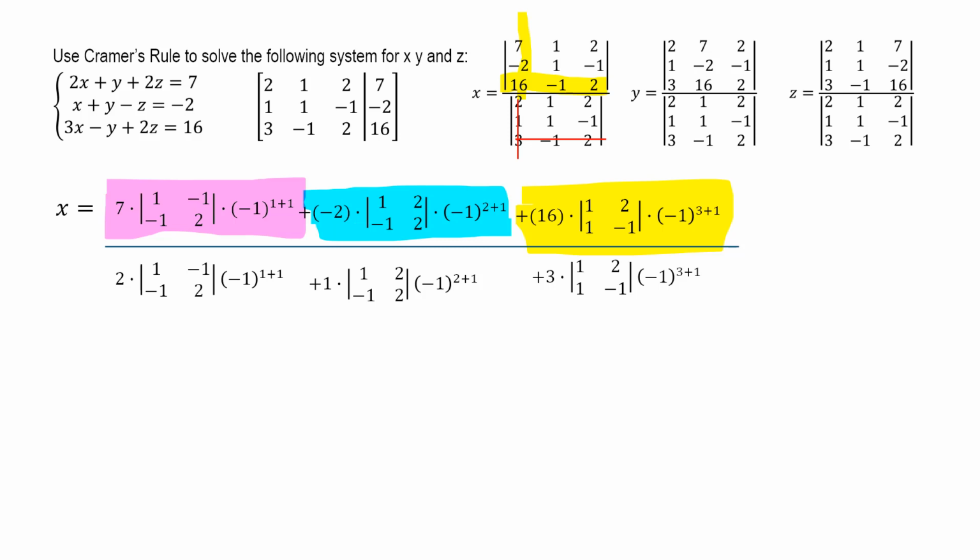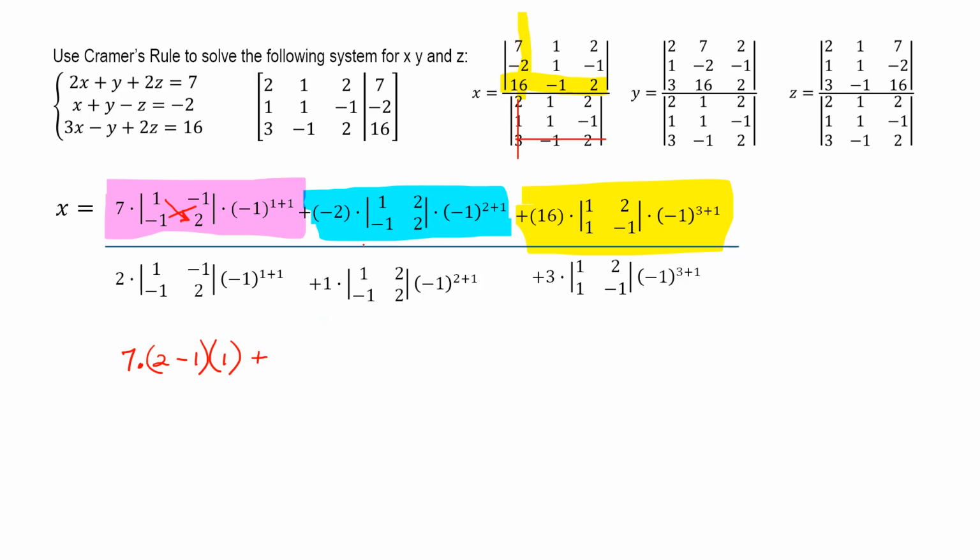Now I just need to multiply it all out. So if we multiply out the pink thing on top, we've got 7 times 1 times 2, which is 2, minus -1 times -1, which is 1. And I'm going to multiply that by -1 squared, which is 1.